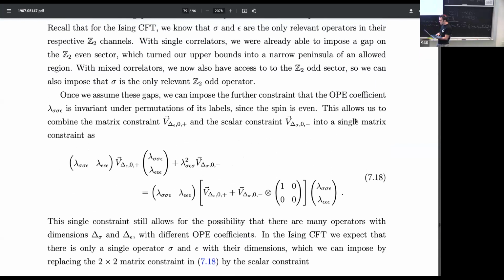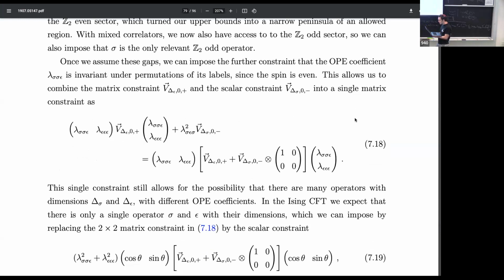One last comment I'll make about mixed correlators is that there are a couple of simple tricks you can do in order to improve your bounds. The first trick is that in these crossing equations we wrote down, we had lambda sigma epsilon operator and lambda epsilon epsilon operator. But that operator in particular could be sigma or epsilon. For instance, if we're looking at the Z2 even sector, it could be epsilon. If we're looking at the Z2 odd sector, it could be sigma. So lambda sigma epsilon sigma and lambda sigma sigma epsilon are both showing up. Of course, these should be the same quantities because you should be able to permute the labels and they should be completely equivalent. But this is something which so far we didn't impose.